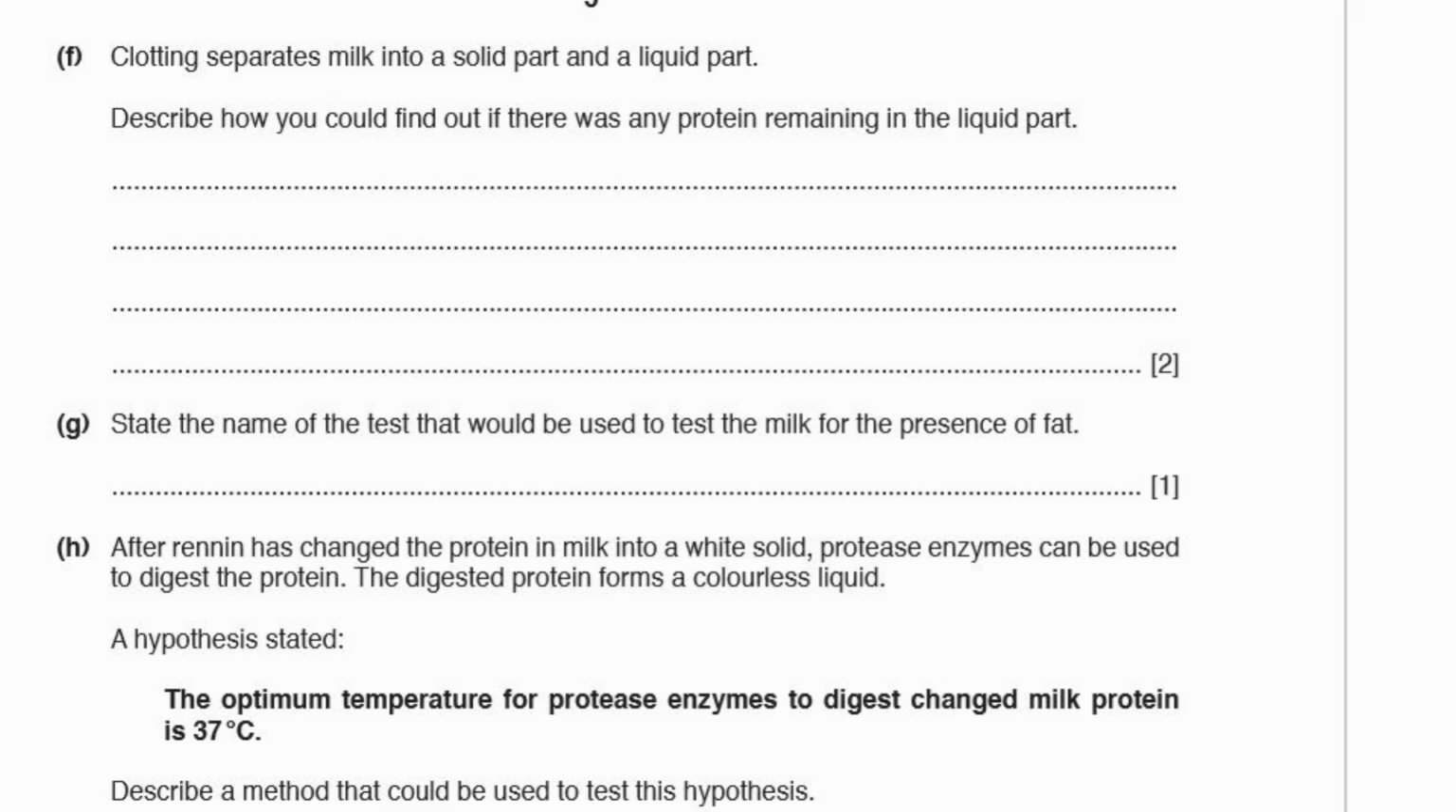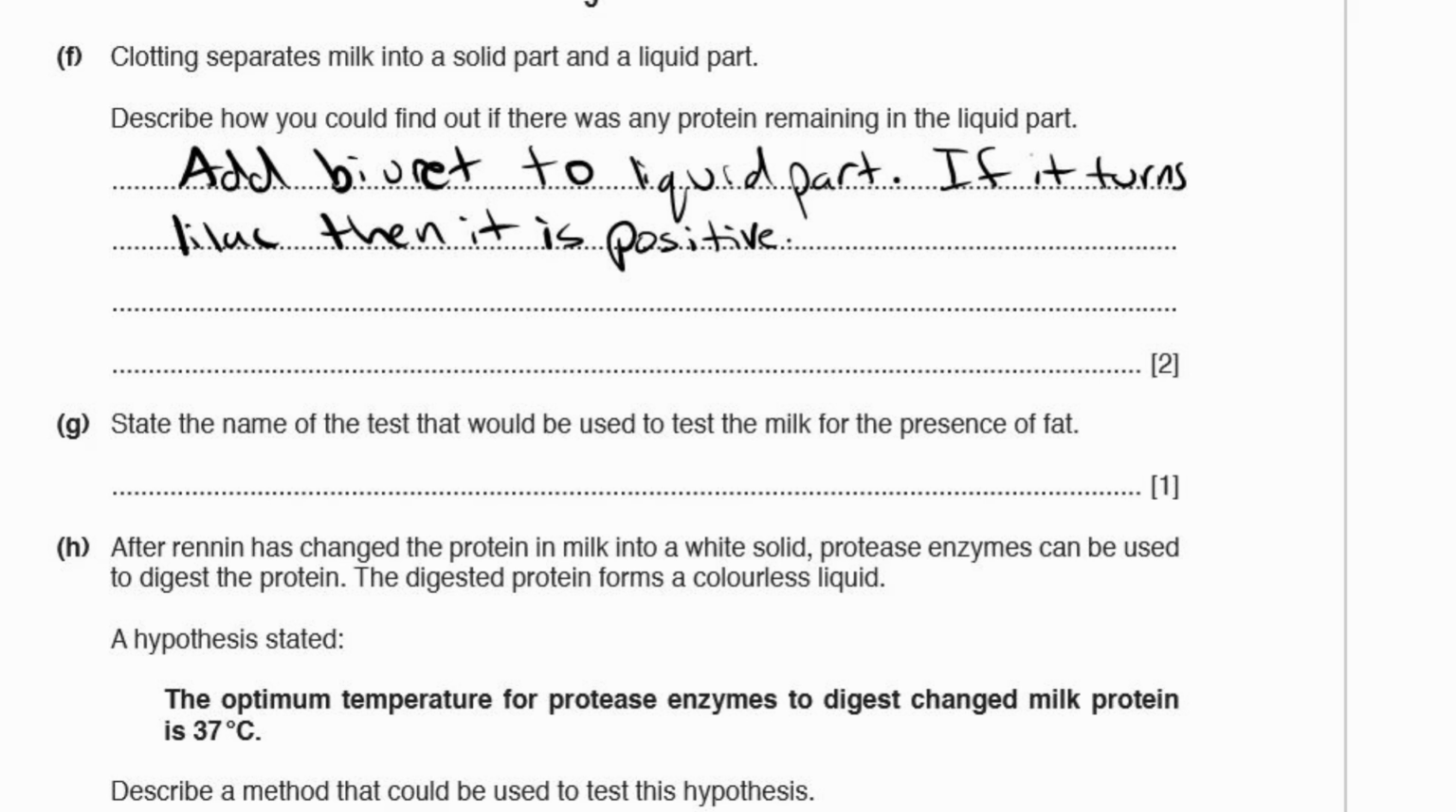Part F. Clotting separates milk into a solid part and a liquid part. Describe how you could find out if there was any protein remaining in the liquid part. Okay, the test for protein is the Biuret test. So you add Biuret to the liquid part, and if it turns purple or lilac or mauve, then it is positive and there is protein. Okay, so you add Biuret to the liquid part. If it turns lilac or purple or mauve, then it is positive. And positive means that there's protein in it.